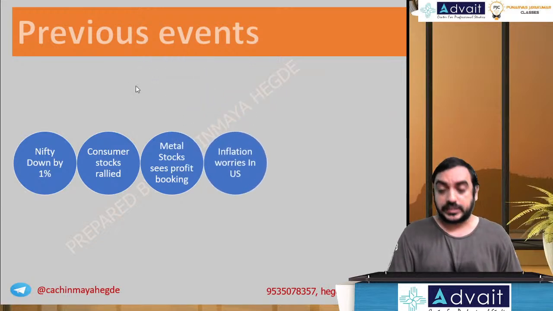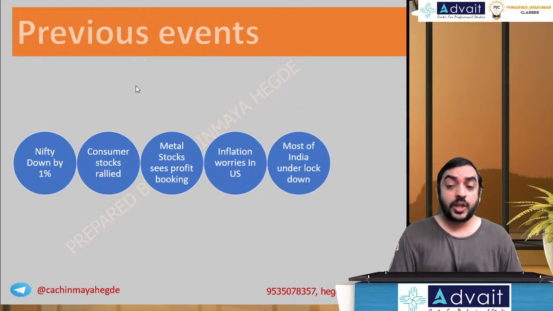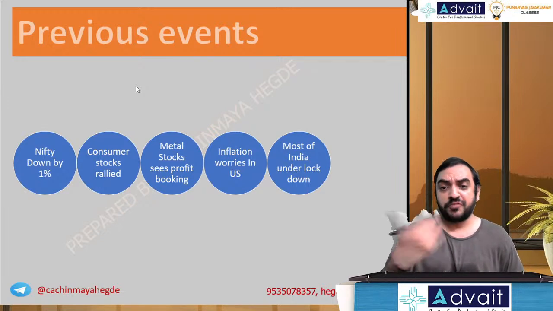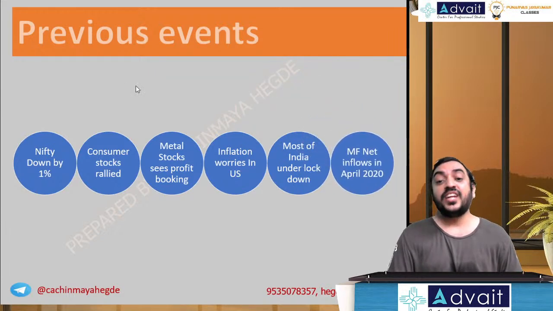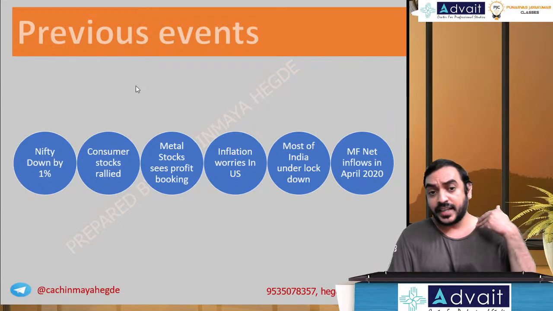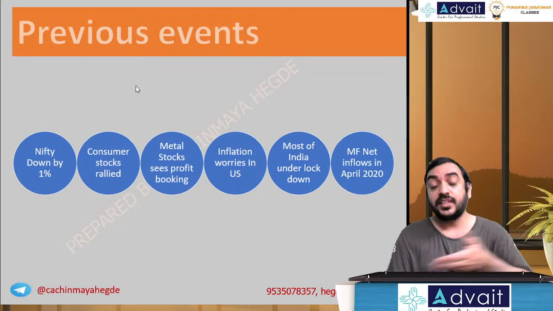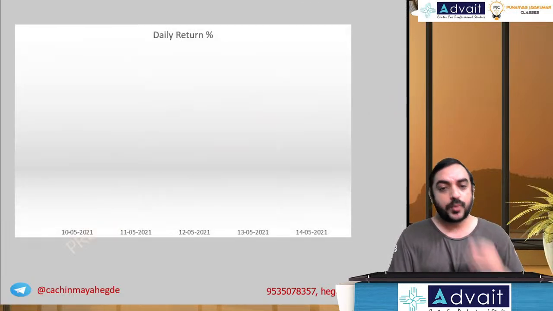Inflation worries in US. So when inflation increases, it's bad for the stock market. What is the reason? We'll discuss technically in the coming days. Most of India is locked down, so local cues are a negative part. Going forward also, we can expect negative. And mutual fund net inflows in April. So if you see the last month, in April, there is a net inflow. That is, a lot of people are investing in mutual funds. That is what the previous events are all about.